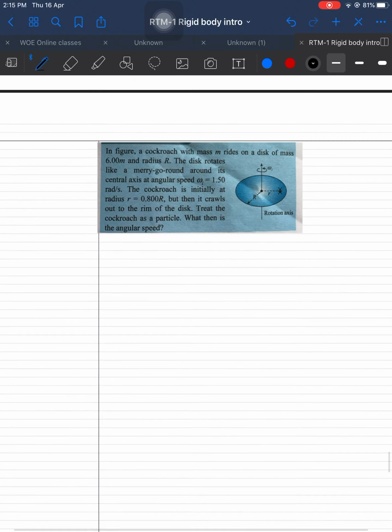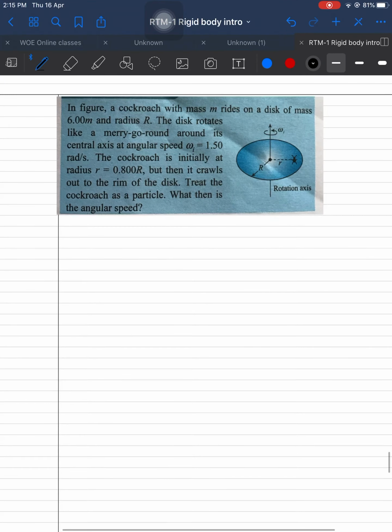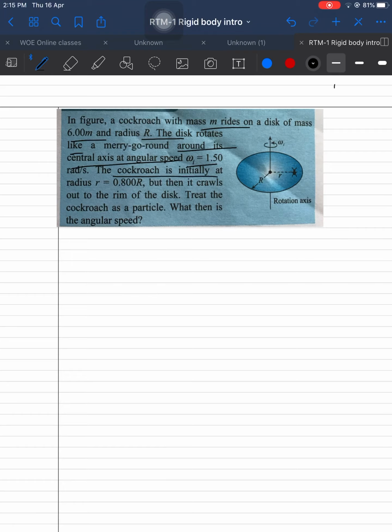Okay. Next, a cockroach with mass m rides on a disc of mass 6m and radius r. The disc rotates like a merry-go-round about its central axis with angular velocity omega. The cockroach is initially at a distance 0.8 r, but then it crawls out to the rim of the disc. Treat the cockroach as a particle, then find the final angular velocity.